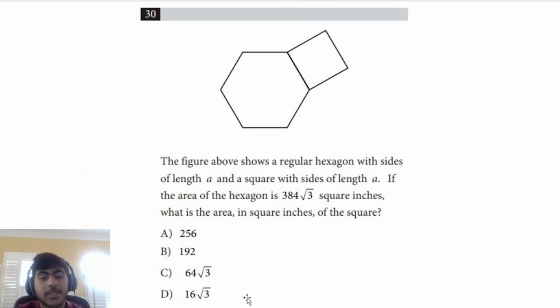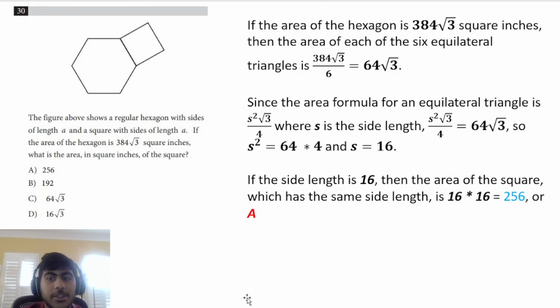Let's move on. This is the last question of this set. We're told that we have a regular hexagon and a square that have the same side length, A. The area of the hexagon is 384 root 3 square inches. What is the area of the square in square inches? Well, the area of the hexagon is 384 root 3 square inches.